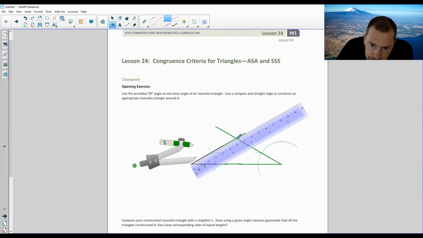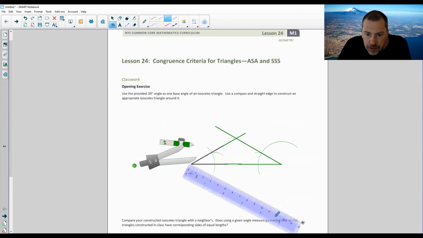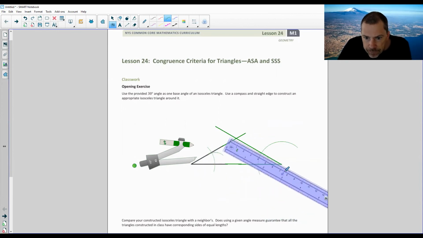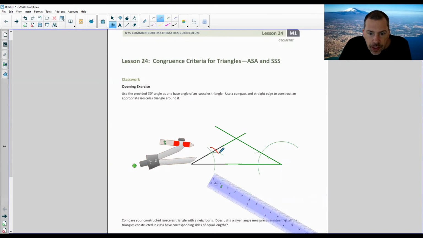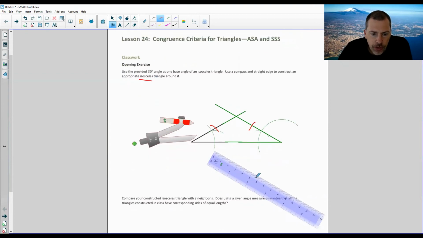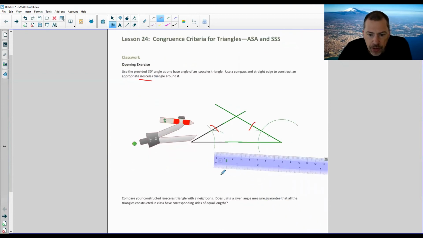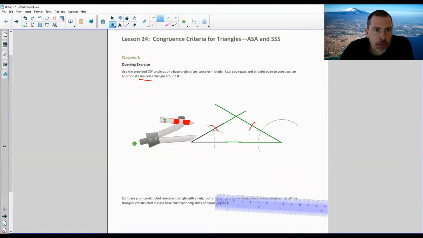So this is 63 millimeters. And then if I measure the other leg, it is 63 millimeters. So this side is congruent to that side, which means it is isosceles. Okay, so there's an isosceles triangle with two base angles of 30 degrees. Now down below it says, compare your constructed isosceles triangle with the neighbors. Does using a given angle measure guarantee that all triangles constructed in class have corresponding sides of equal length? Well, the answer to that will be no.